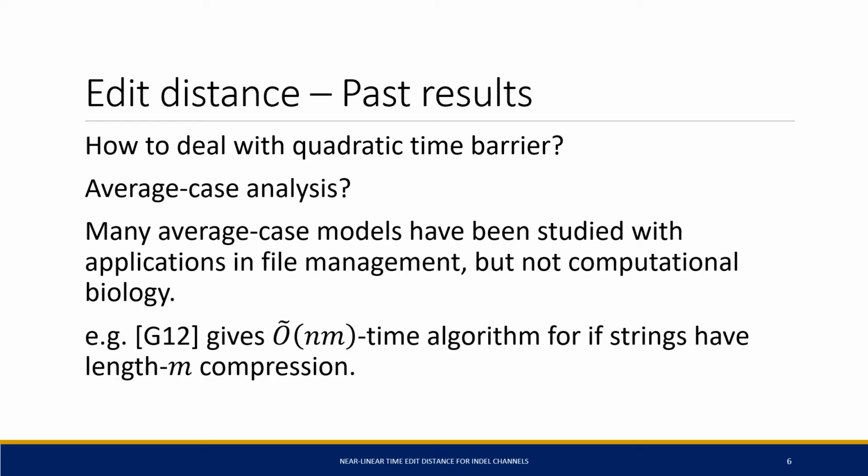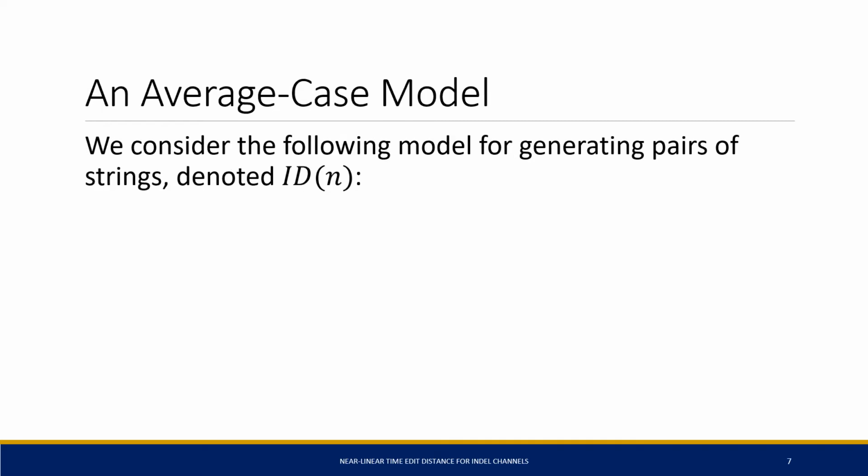For example, one well-known average case result is that we can compute the edit distance between two compressible strings in time proportional to their length times their compression length rather than the length squared. However, the problem with applying this to biological applications, for example, is that in many biological applications, the strings don't compress by more than a constant that's not that large compared to their length. So in this talk, we'll study an average case model which does have computational biology applications in mind.